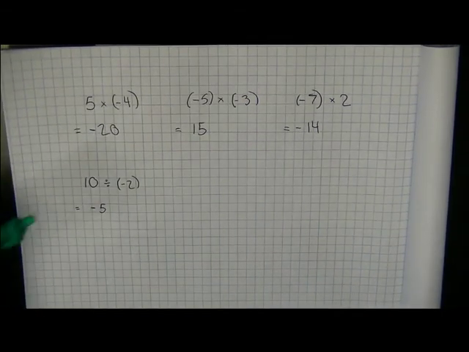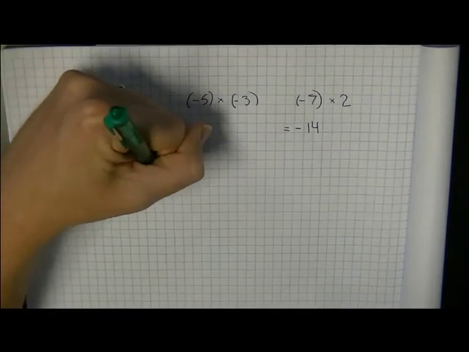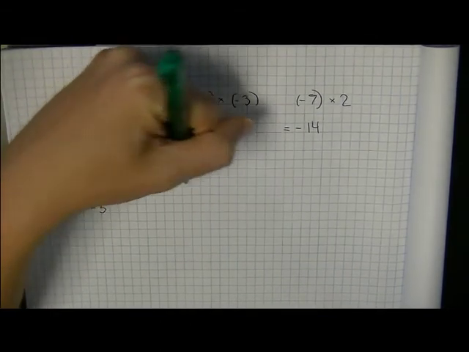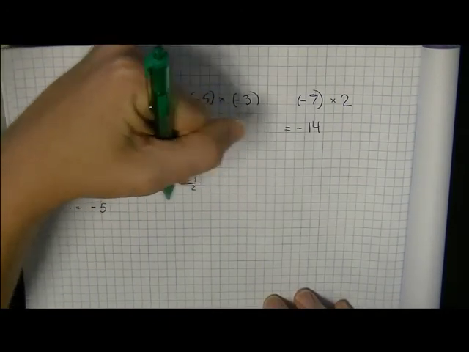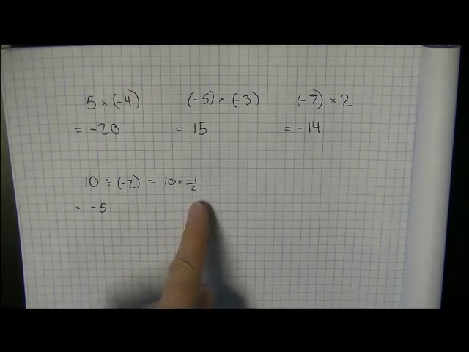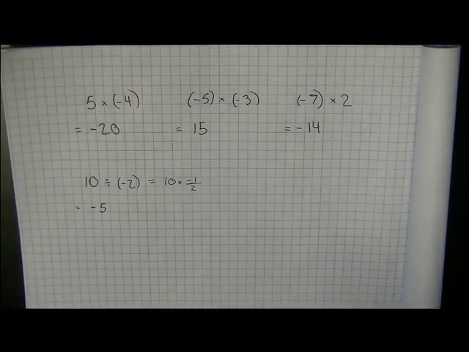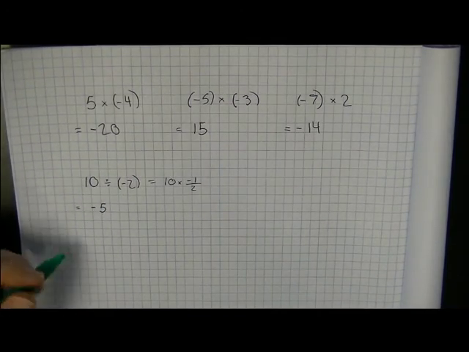And remember, the reason that's the case is because this is actually just the same thing as 10 times the reciprocal of negative 2, which is negative 1/2, which is obviously, now it's a positive times a negative, and we know how that works. Okay, cool. So when we're dividing by a negative, it switches the sign.